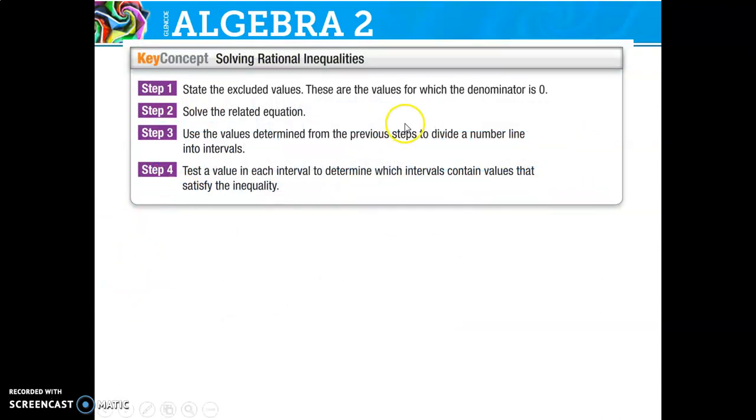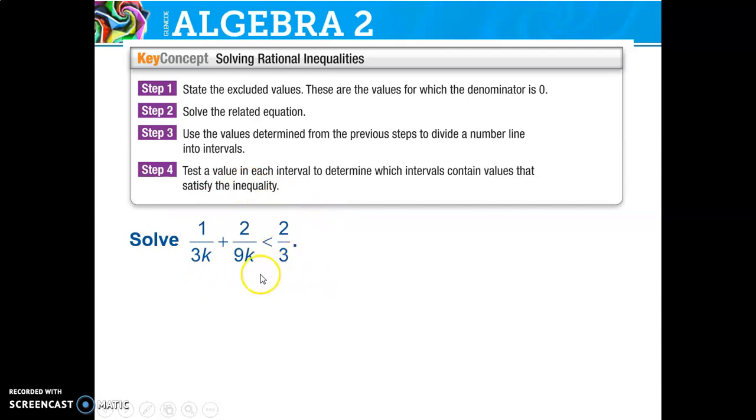And last thing we're going to talk about is solving rational inequalities. Step 1, state anything that's excluded. These are values for which the denominator is 0. Remember, we can't divide by 0. Solve the related equation. Then use the values determined from the previous step to make a sign chart, divide a number line into intervals, similar to what we did with quadratic inequalities, and then we can test them.